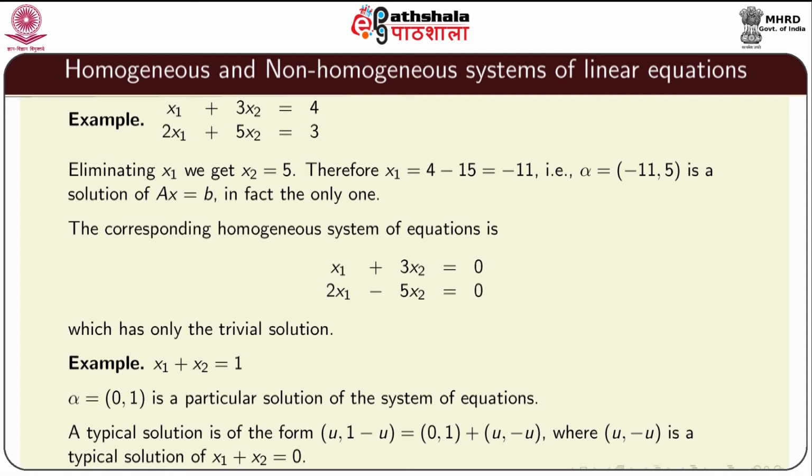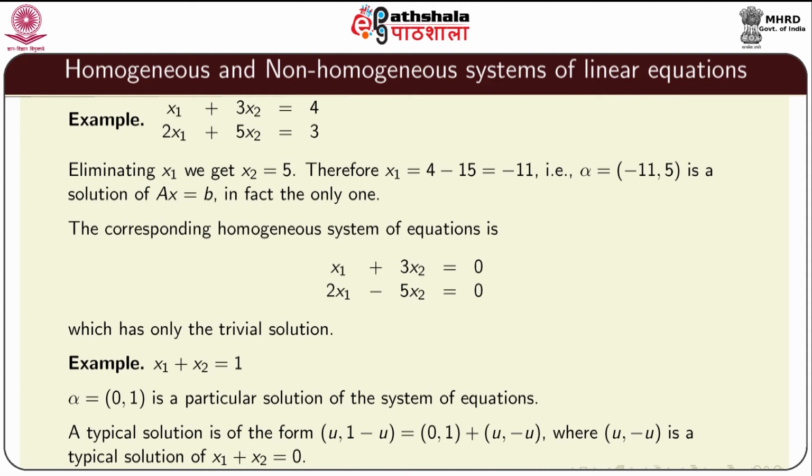Examples once again. So, you see a non-homogeneous system out there. If you eliminate x1, you get x2 equal to 5, therefore, x1 will be minus 11 if you substitute back x2 in your equation, and then alpha is minus 11 comma 5, a particular solution of Ax equal to b. Now, the corresponding homogeneous system of equations is given by x1 plus 3x2 equal to 0 and 2x1 minus 5x2 equal to 0, and this has only the trivial solution, which is also very simple to check. Therefore, the only solution possible to this system of equations would be minus 11 comma 5.